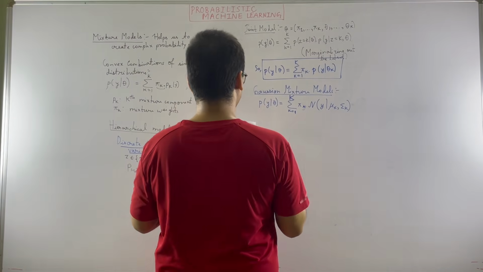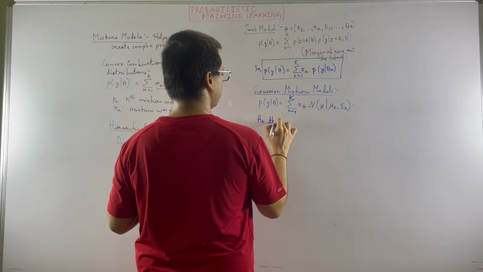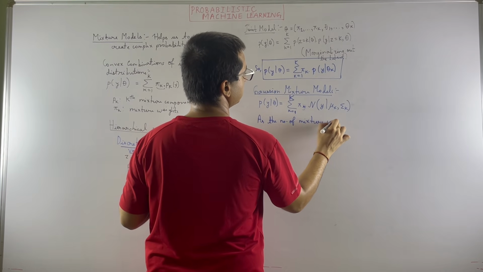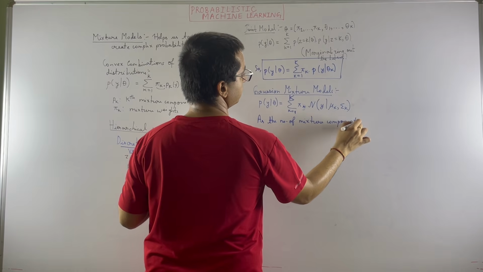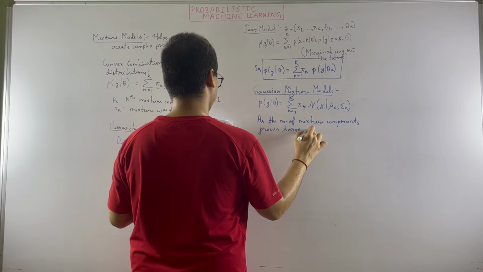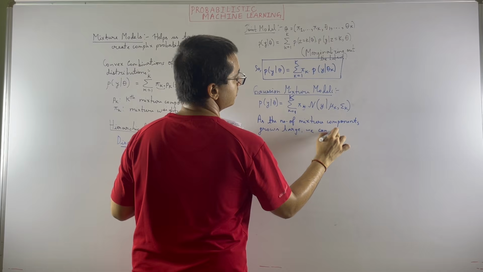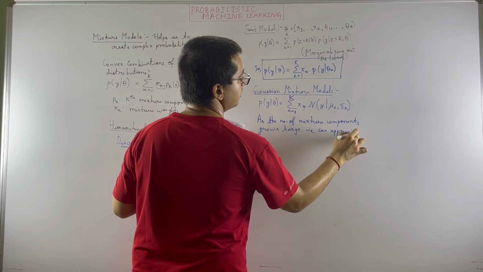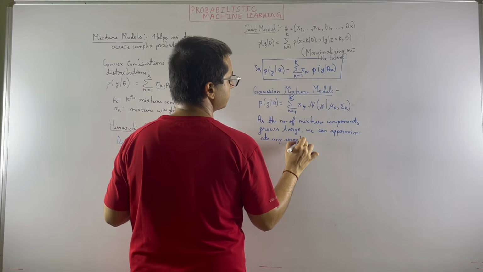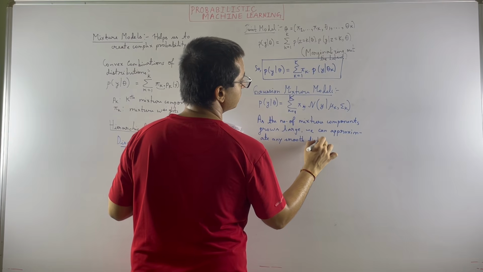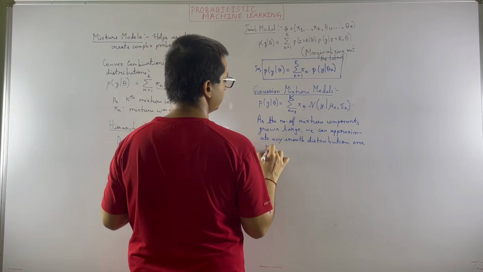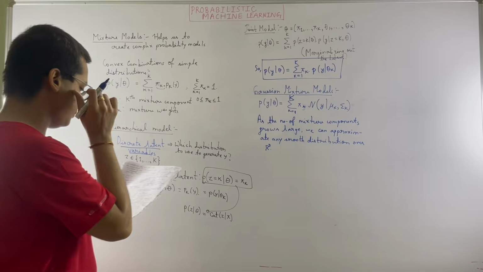Okay. So as the number of mixture components grows large, we can approximate any smooth distribution over capital D dimensions, R^D.